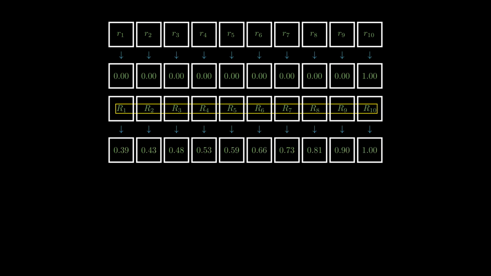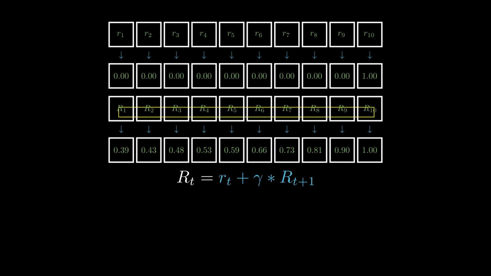Here are values of these rewards with discount of 0.9. These rewards can easily be calculated using this formula. This discounted reward is a very simple concept. We take reward at time step t and add it to discounted reward at time step t plus 1, multiplied by discount factor. When we are at start, we will get a reward of 1 after taking 9 steps.